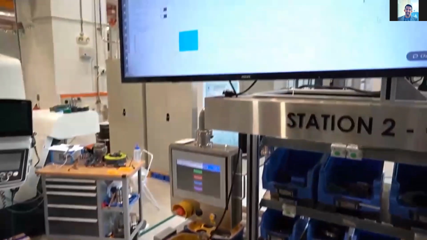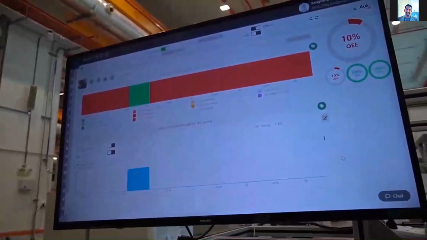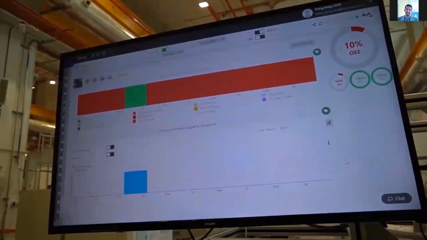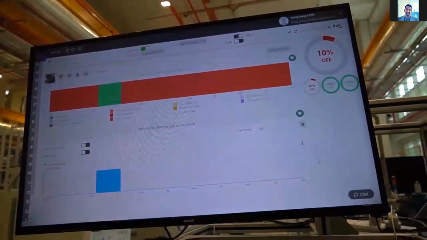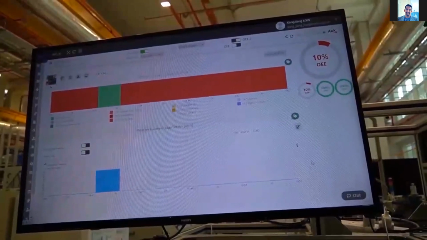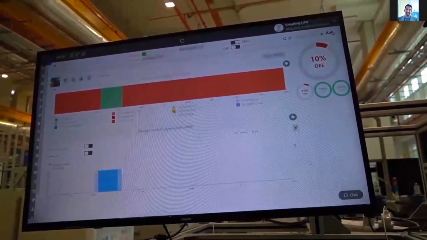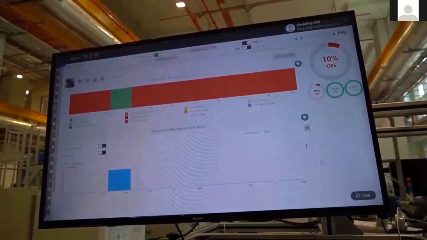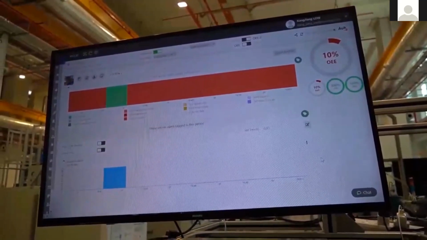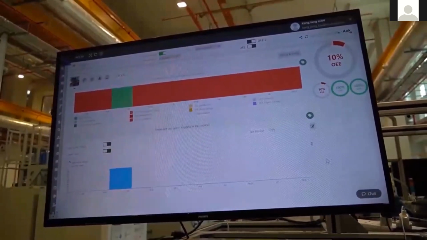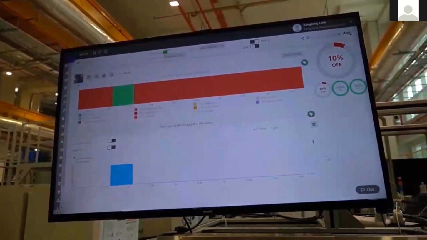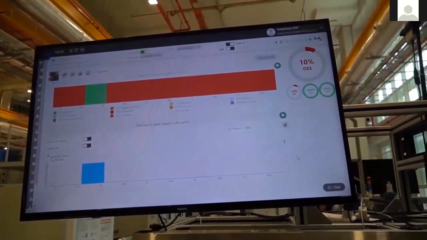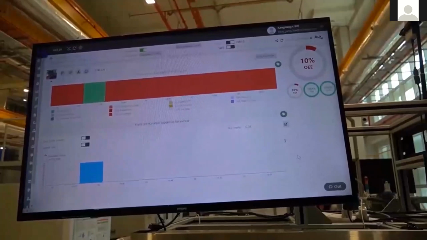What we are seeing here is the dashboard of the OG solution. It has all the information captured to show whether the station is running or not. Currently, because the station is running, you can see it in red. On the right-hand side, we can see it captures the OEE information of this station. OEE calculations take in 3 parameters: the availability of the station, the performance of the station, and also the quality of the products produced by the station.